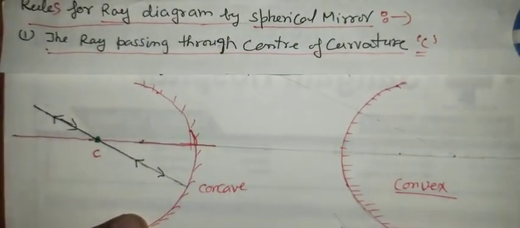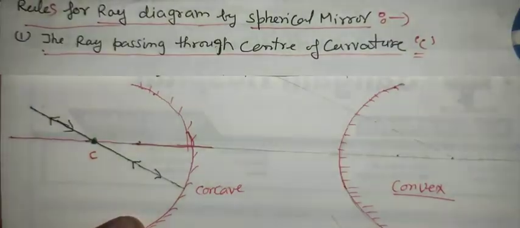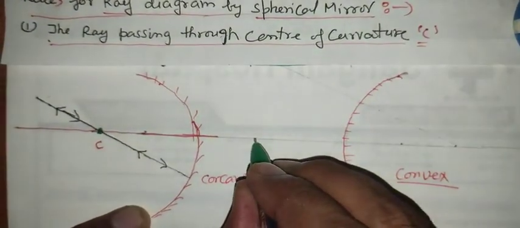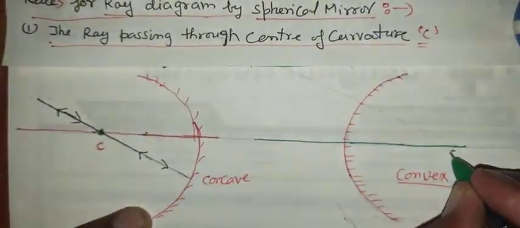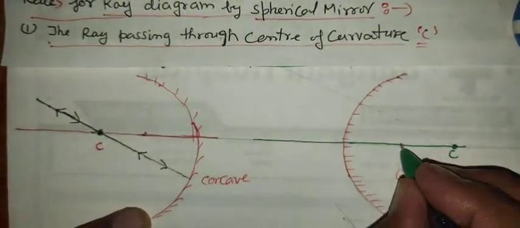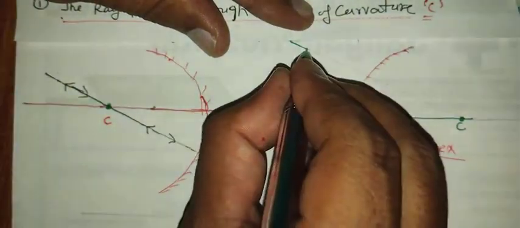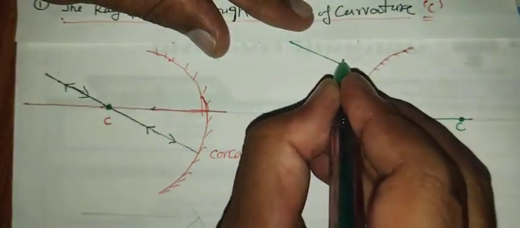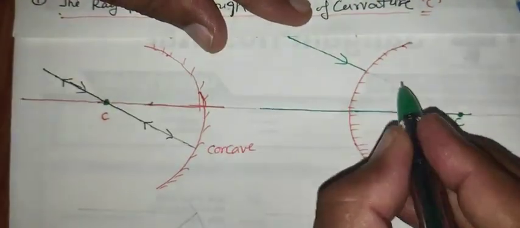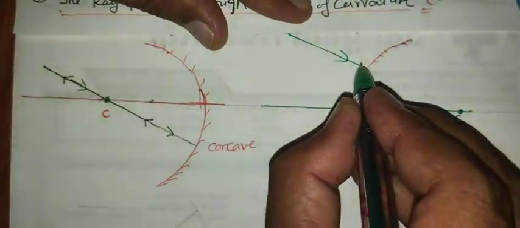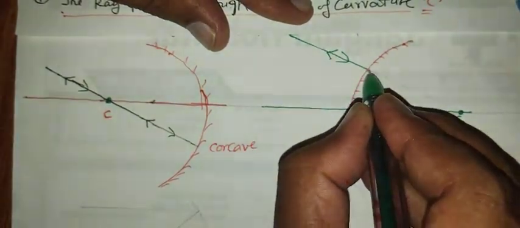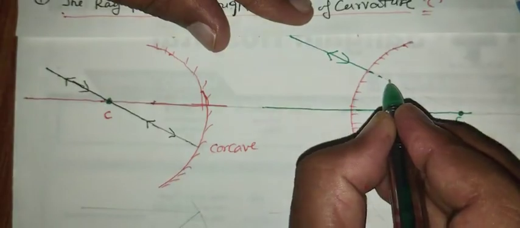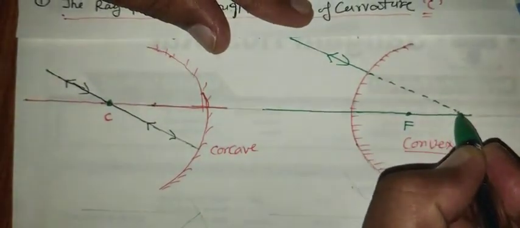It happens in the case of a convex mirror also. Let this be the principal axis, with the center of curvature C and focal point F, and if we take a ray of light falling on the convex mirror such that it is reflected back in the same path, and when we proceed it forward, it seems to meet at the center of curvature.